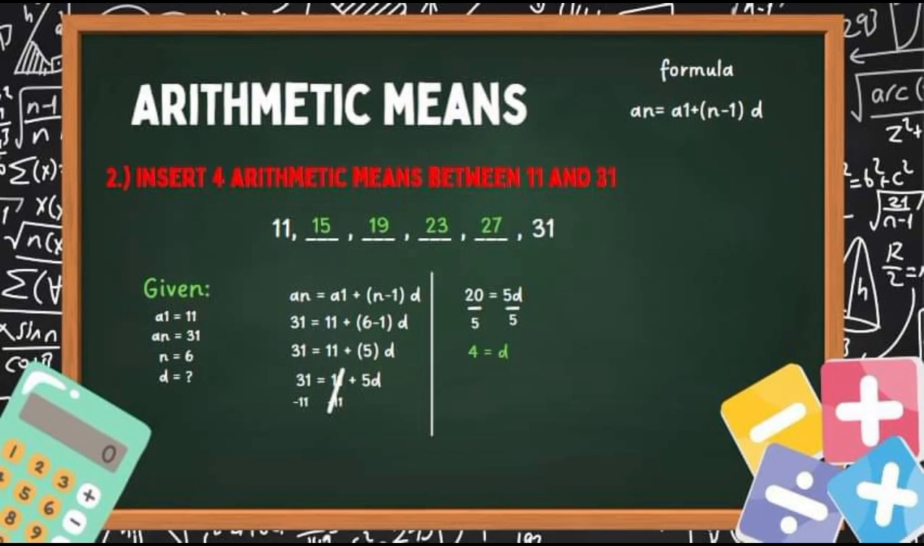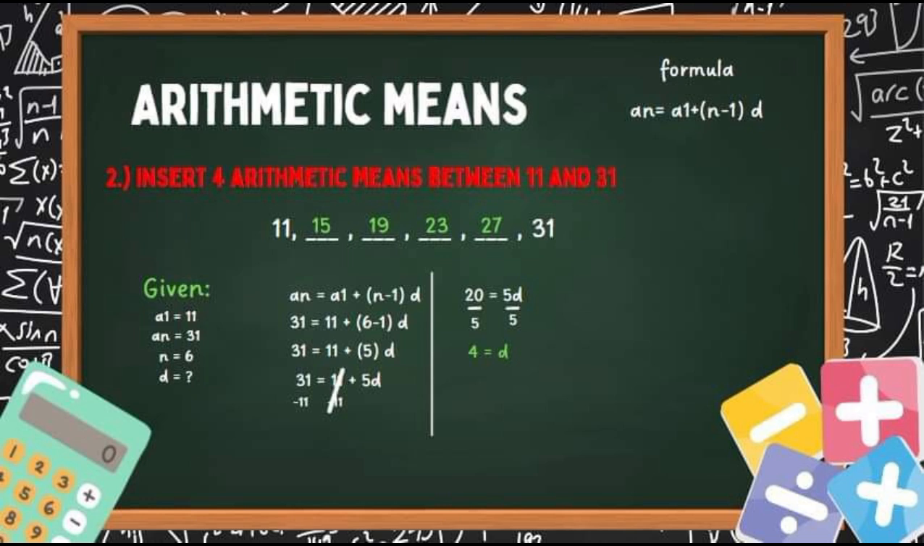Pangalawang example. Insert four arithmetic means between 11 and 31. Ito po ang paraan para makita po ay masolve po natin o mahanap ang common difference. Una, isulat ang formula a sub n equals a sub 1 plus n minus 1 d. Ang given po natin ay a sub 1 is equal to 11, a sub n is equal to 31, n is equal to 6, at ang d po natin ay susolve po muna natin.